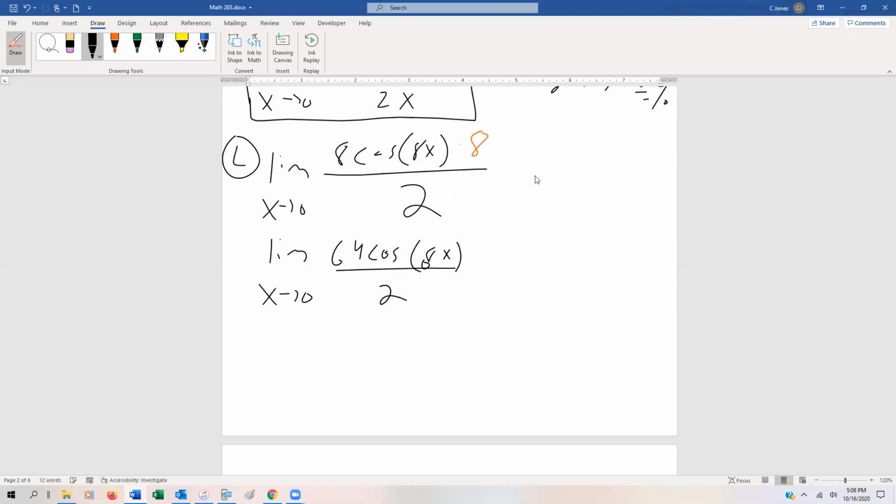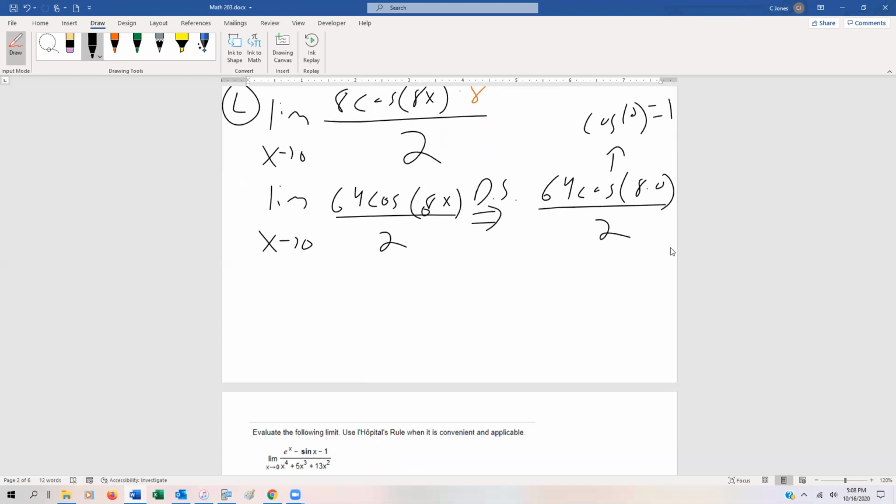We're going to use direct substitution. 64 cos of 8 times 0 divided by 2. And we know that the cosine of 8 times 0 is cos of 0. Cos of 0 is 1. So we end up with 64 times 1 divided by 2, or our limit is 32.